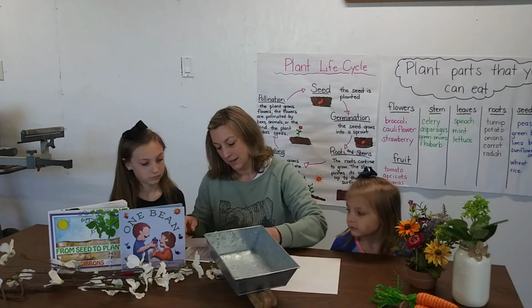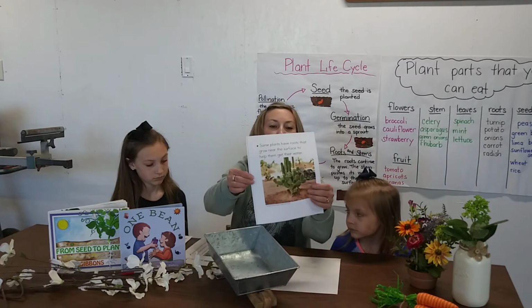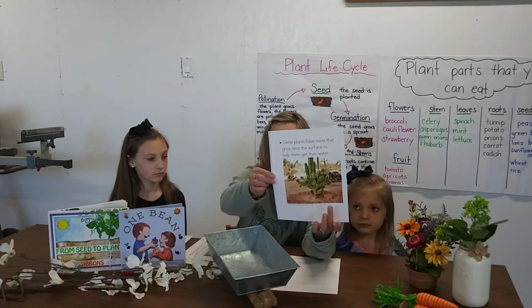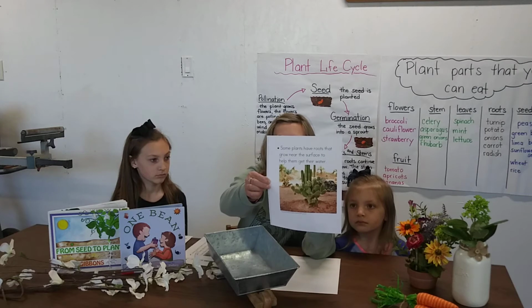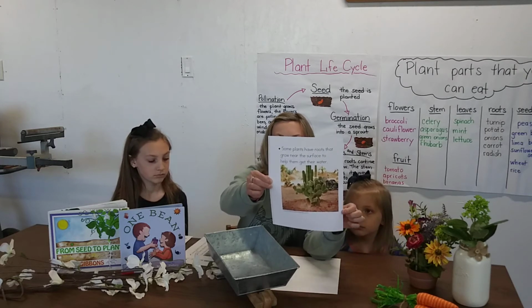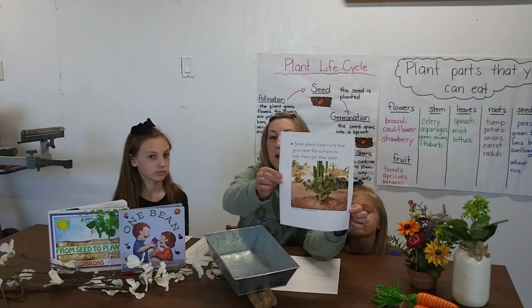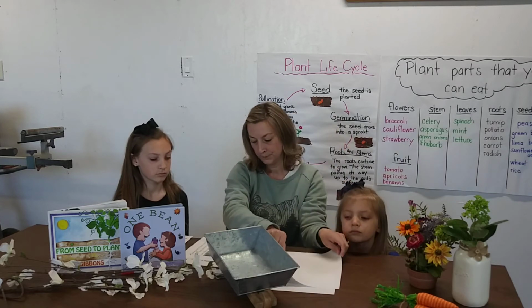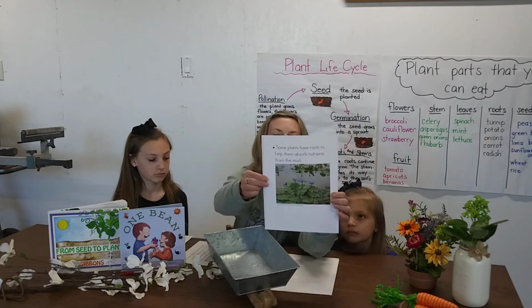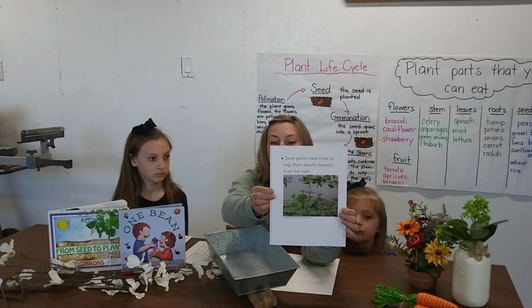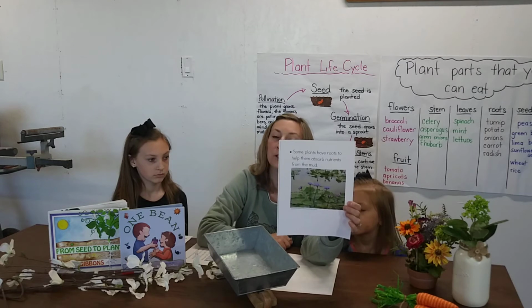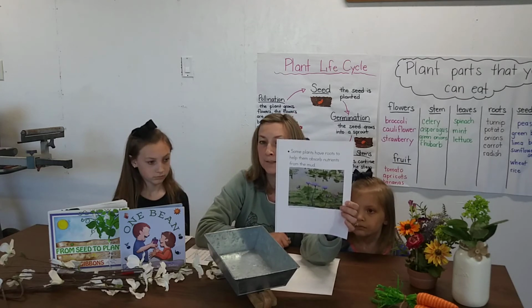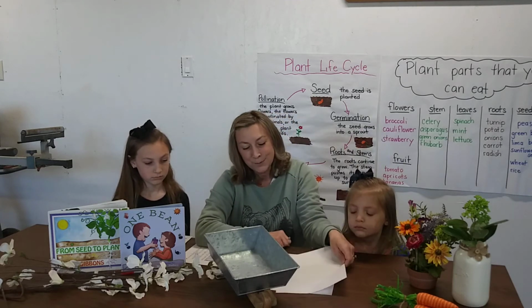Some plants have roots that grow near the surface to help them get their water, like this cactus out here in the desert. It has been able to find a way to have its roots grow near the surface so it can help suck up the water when there's not a lot of water and soil. Some plants have roots to help them absorb nutrients from the mud. These water lilies that grow in the water, they have found a way to get through the mud instead of the soil.